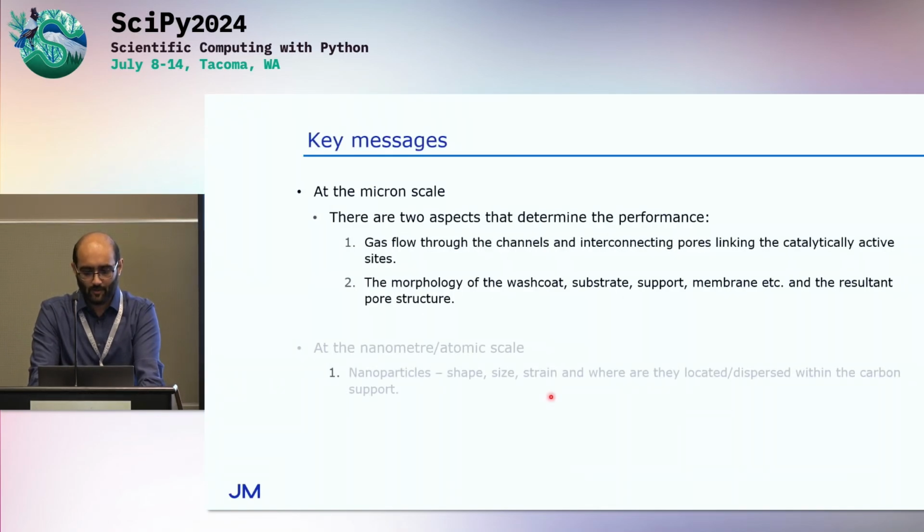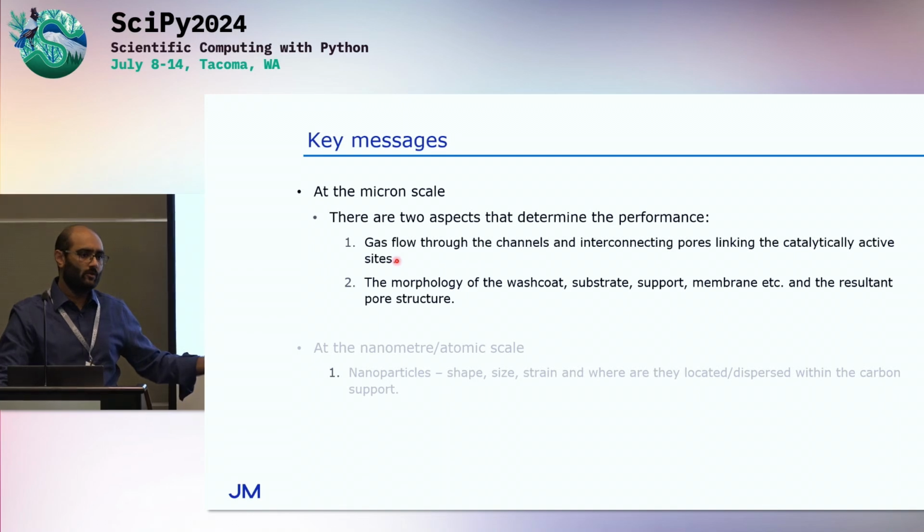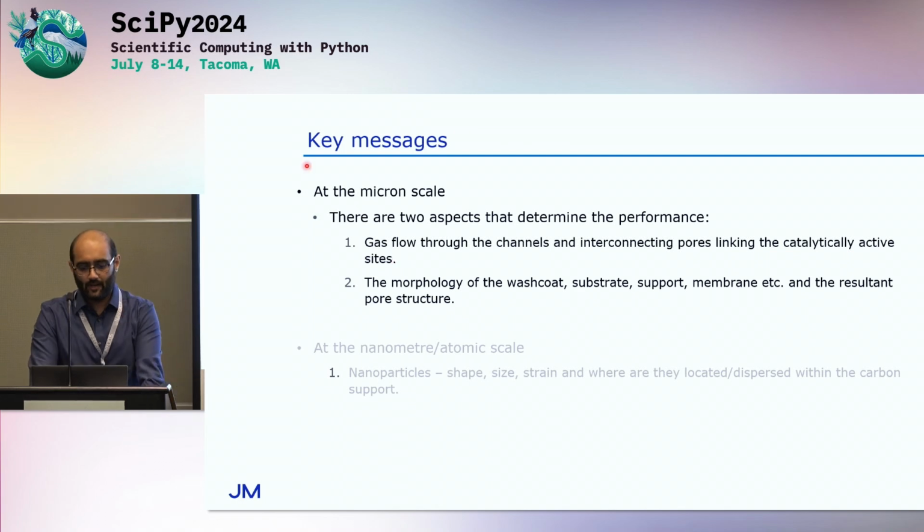So I'm going to walk through now a typical pipeline. I said there are two types of things. If we have an app store like this, how do we actually go about designing better materials? Because that's the end goal of what we're trying to do here. And I'll start with the micron scale. As I said, it's the gas flow through the channels that matters.